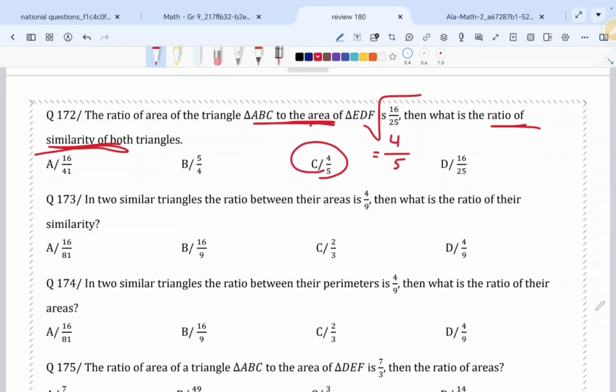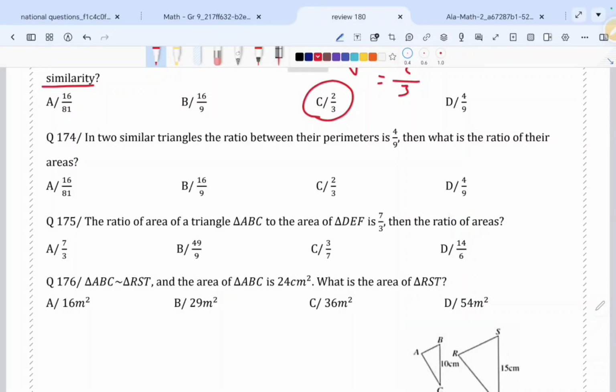Now if two triangles, the ratio between their area is 4 out of 9. The area is 4 out of 9. They ask about the ratio of similarity. Again, take a square root. The square root of 4 out of 9 is 2 out of 3. C is the correct answer.